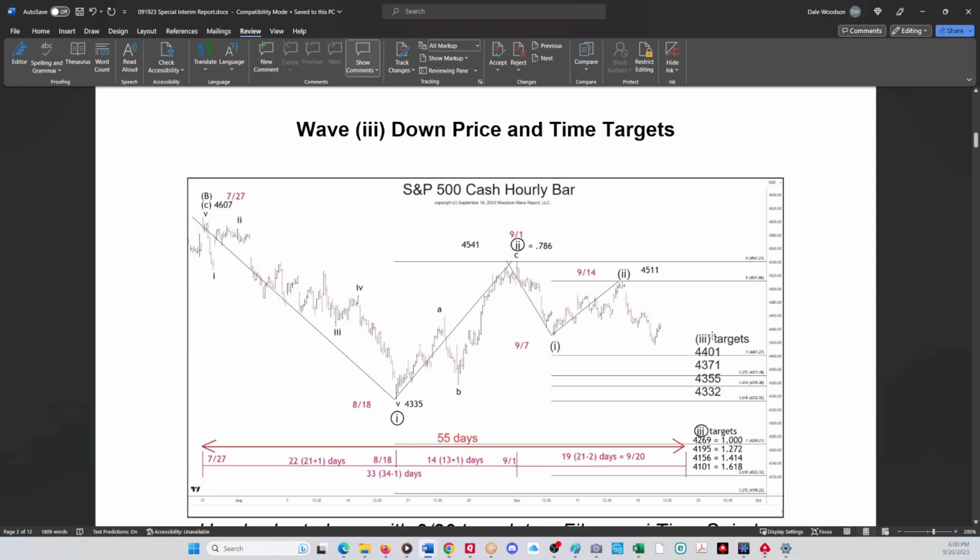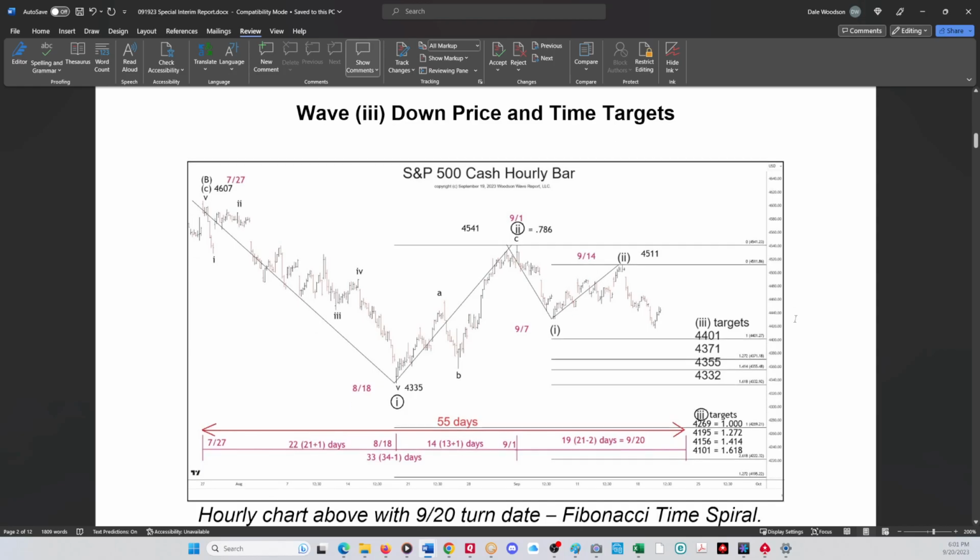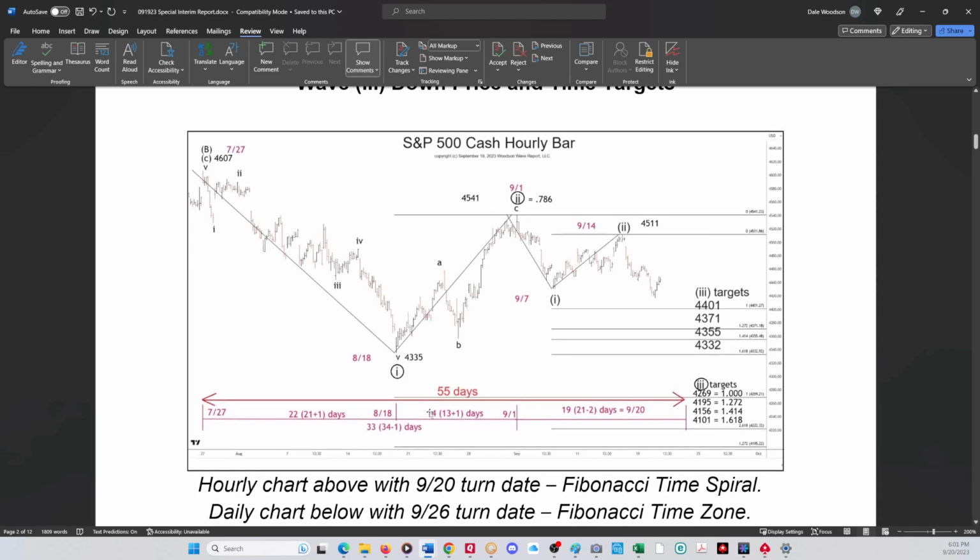There's those wave 3 targets with the parentheses. There's the wave 3 targets with the circle. That's a bigger degree of trend. Smaller degree of trend is in the parentheses there. Okay, you can see this hourly chart has a 9/20 turn date. That's the Fibonacci time spiral that we've used and trusted for over 25 years now.